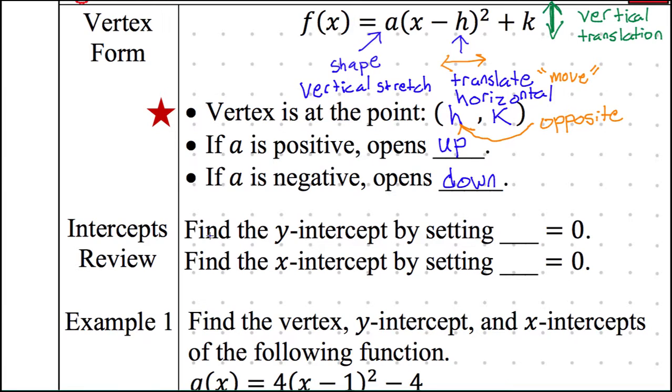All right, some review. I need to find the y-intercept. Some more review. What do I set equal to 0 to find the y-intercept? One person knows. Two people know.